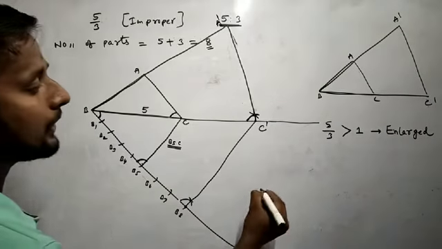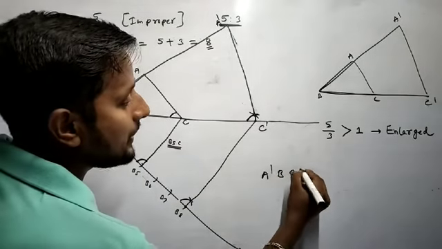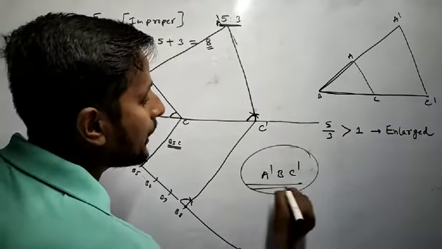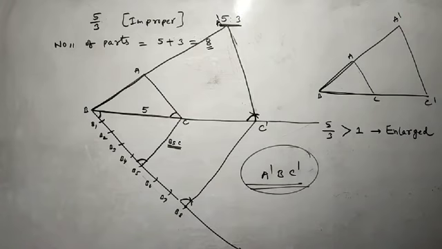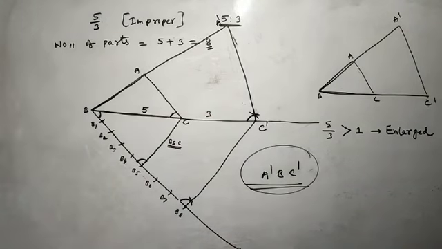So finally, what will we write? A dash, B, C dash is our required similar triangle. So this is the way of constructing a similar triangle. I hope you understand. Two more constructions are left, and we'll see those also.